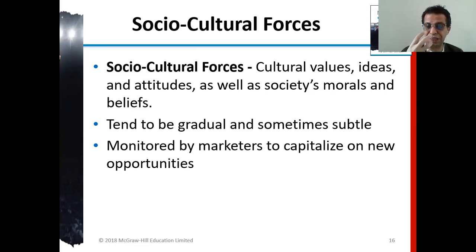These changes in the culture, you don't see them happen suddenly unless there is a war or a disaster or something happens, just like in the case of COVID, when everybody started wearing face masks. These are kind of subtle adjustments sometimes. And you need, as a marketeer, to see these gradual and subtle changes to get ready for the future.